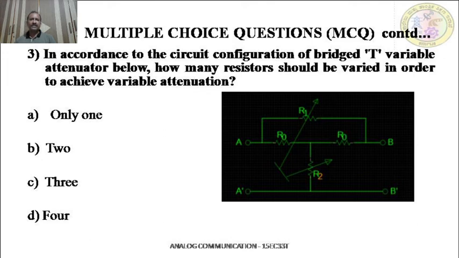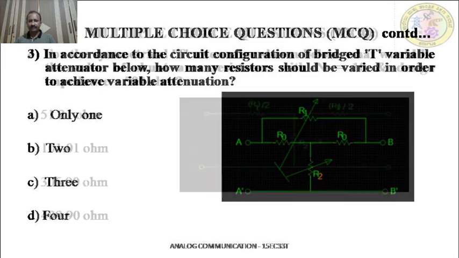How many resistors are going to be used to vary the attenuation? Answer is B, 2. You see here R1 is variable, R2 is variable. Vary these two, and you are going to get a variable attenuation.